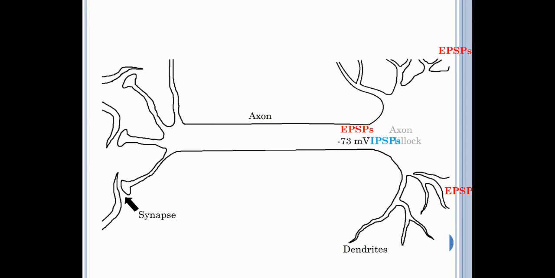It's as if there's a little man with a calculator sitting in the axon hillock adding up all the EPSPs and subtracting all the IPSPs. If and when this calculator reaches negative 65, the little man presses a button that starts a cascade of events that results in an action potential. How that action potential occurs will be the subject of the next video.